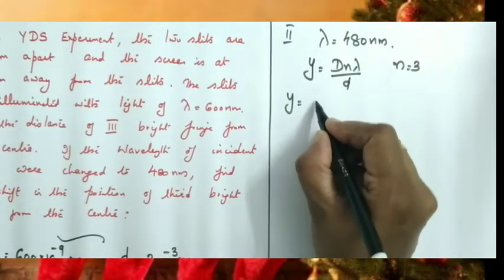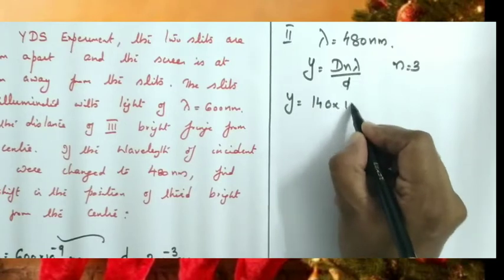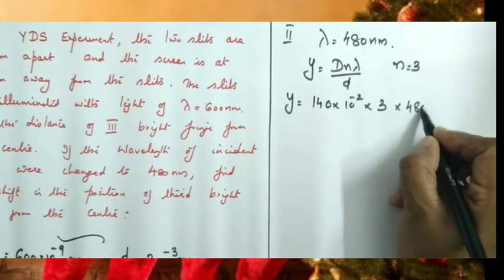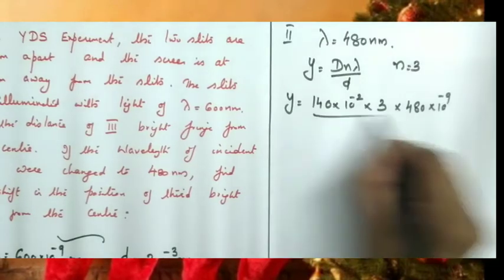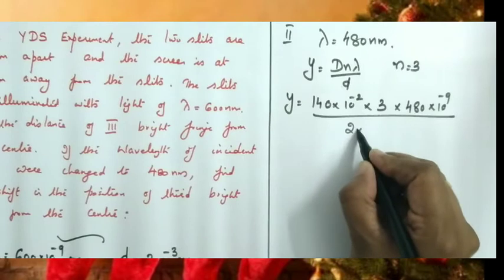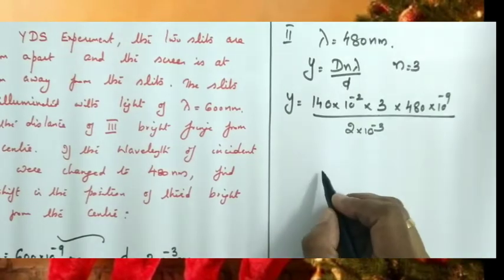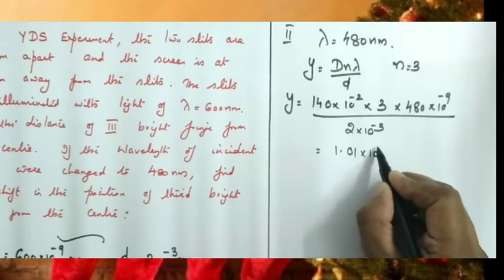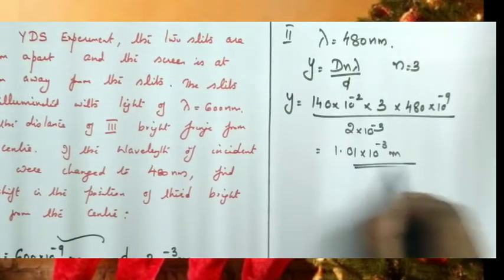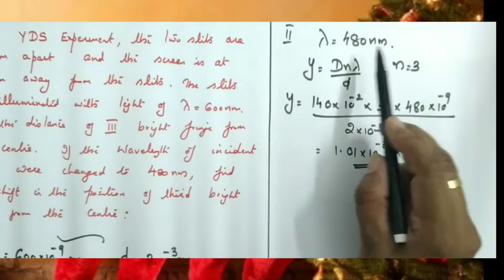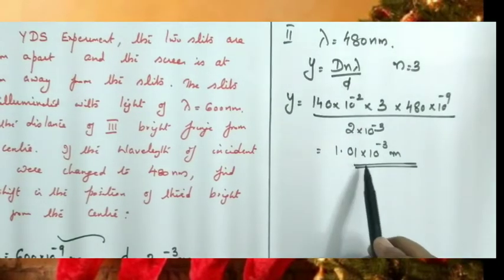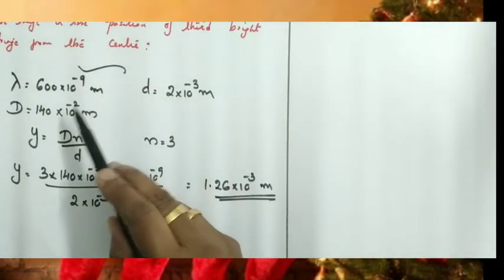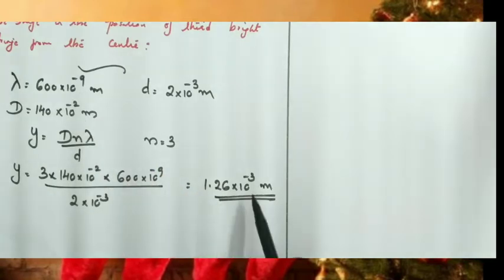y is equal to D, which remains the same, 140 into 10 raised to minus 2, into small n which is 3, lambda is 480 nanometer into 10 raised to minus 9, small d is 2 millimeter, 2 into 10 raised to minus 3. After simplification you will get the answer as 1.01 into 10 raised to minus 3 meter. So the position of the third bright fringe when lambda is 480 nanometer is 1.01 into 10 raised to minus 3, and when lambda is 600 nanometer it is 1.26 into 10 raised to minus 3.